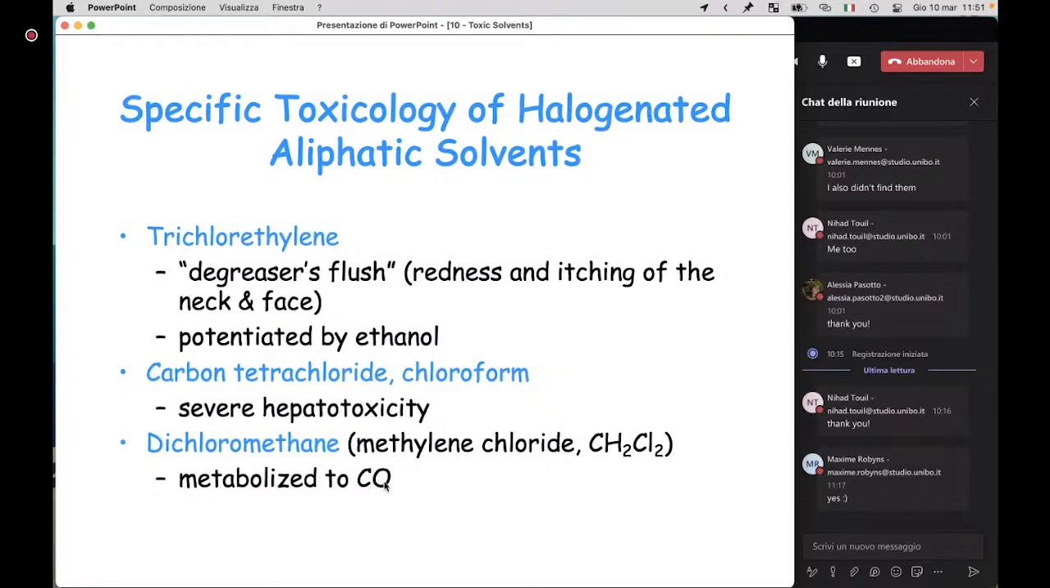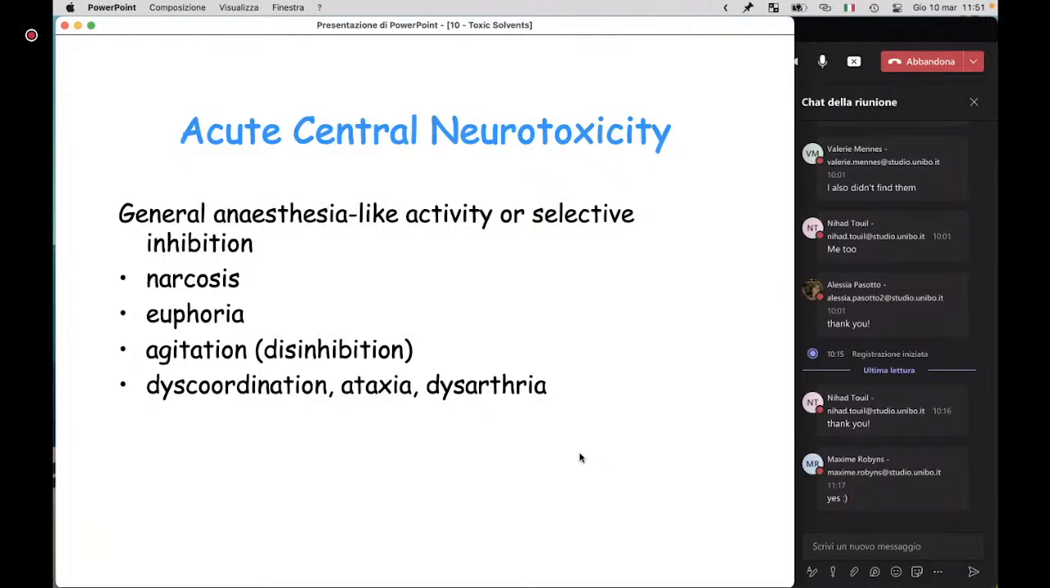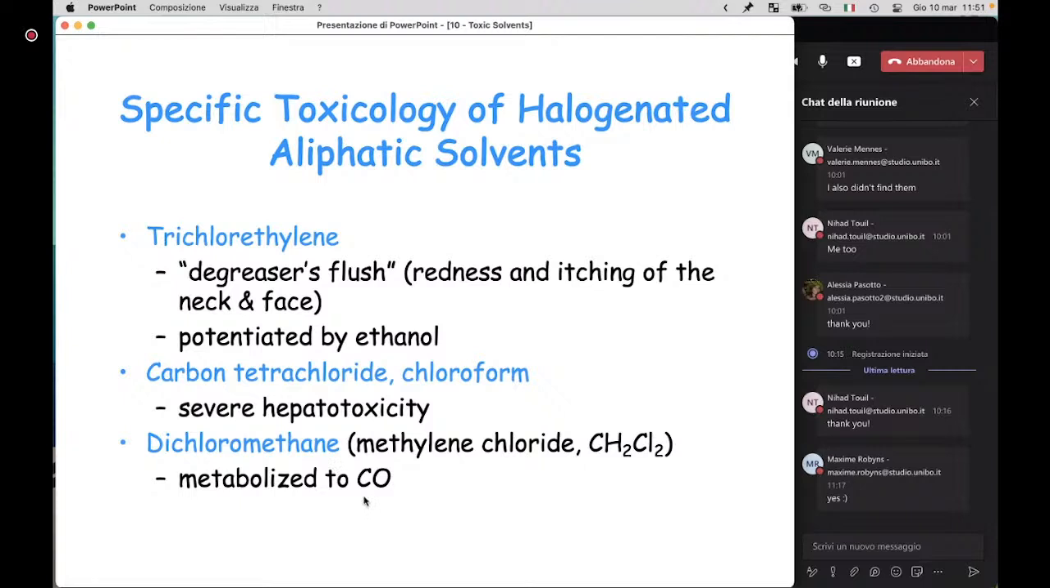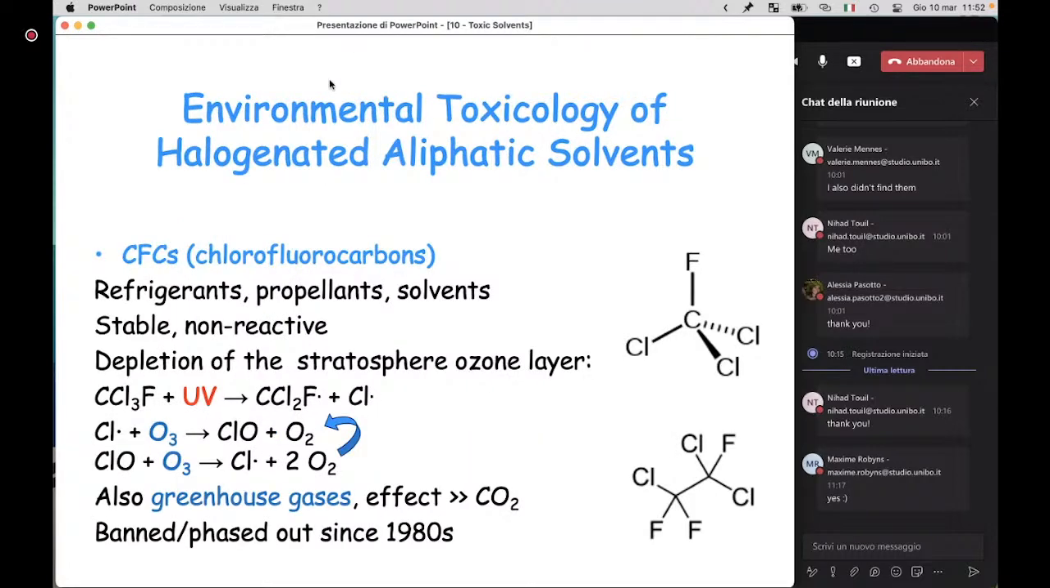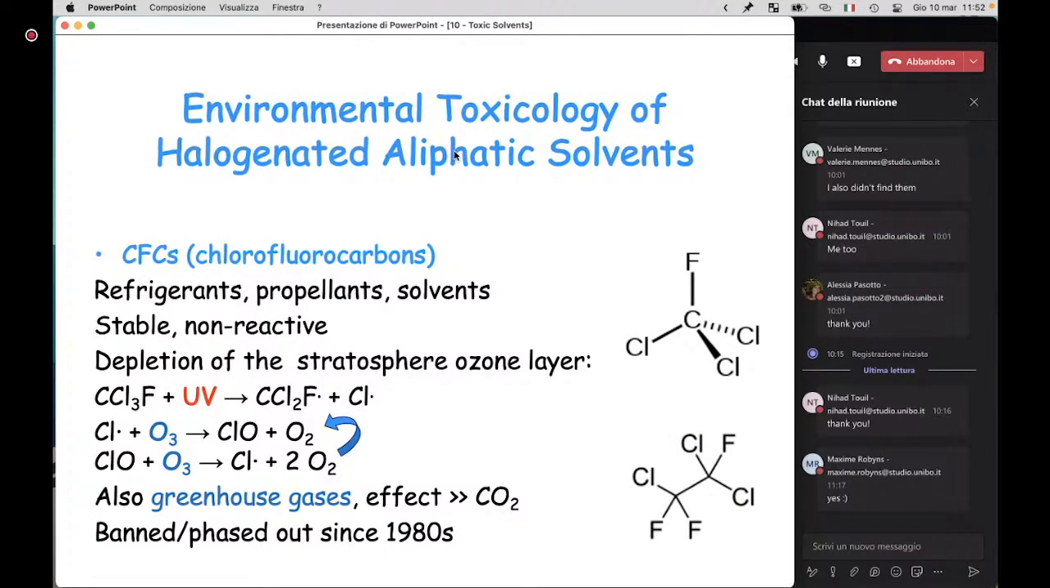You may remember from before that some part of the biotransformation path goes to carbon monoxide. And so we can have some, usually it's not very important, but we can have some symptoms or some problems related to carbon monoxide. Okay, this is, let's say, the specific toxicology towards living beings, direct toxicity. But we have a very, very important part related to the environmental toxicology of halogenated aliphatic solvents. This means that toxicity is not directly caused to living beings, but we have changes in the environment that are harmful to living beings.